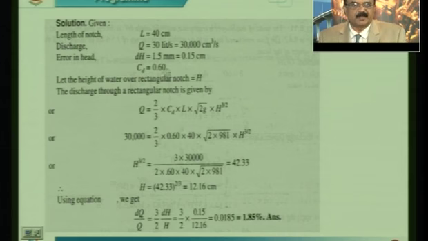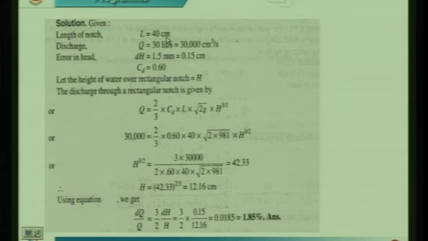Now, the discharge equation for the rectangular notch is given by Q = 2/3 CD root 2g L H raised to 3 by 2. Now Q is given, so 2/3 is constant, CD is 0.6 given in the problem, L 40 centimeter is given in the problem, and root 2g. Now we must be very, very careful here. So I kept everything in terms of centimeters.